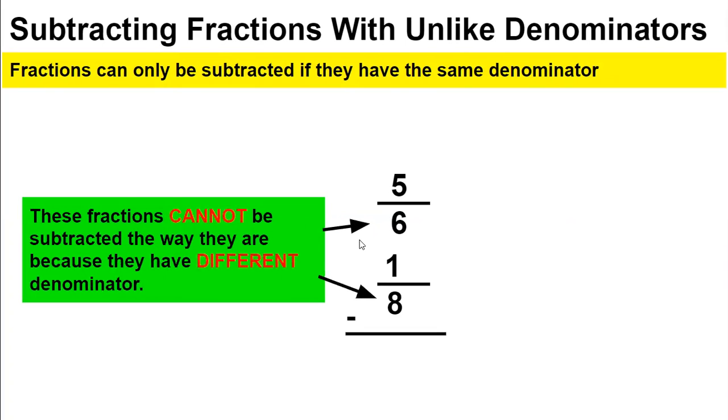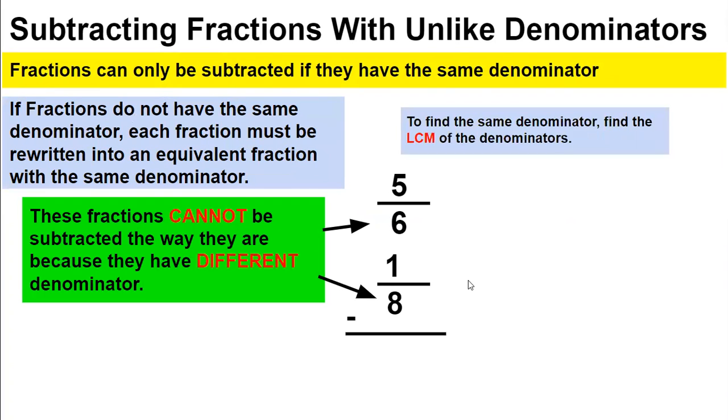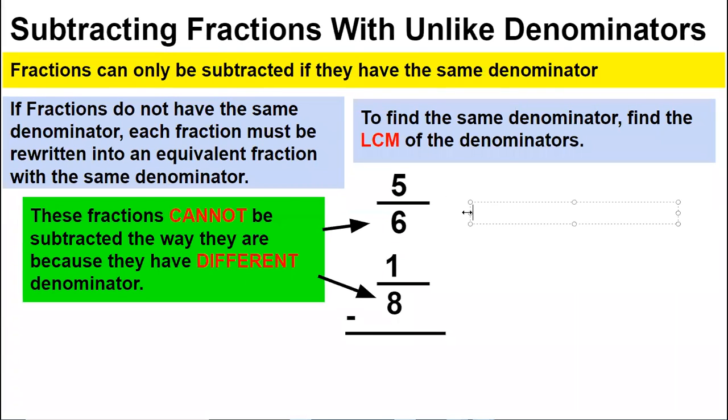Okay, the bottom numbers are different, so we have to change it to the least common multiple. So what is the least common multiple of 6 and 8? They don't have the same denominator. We have to find an equivalent fraction. I'm going to count by 6's.